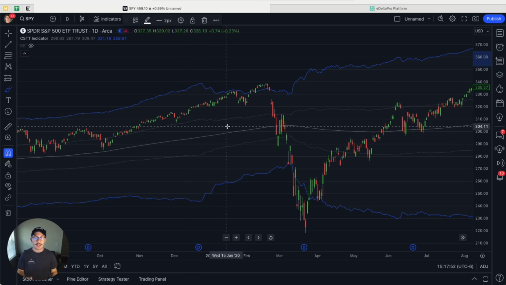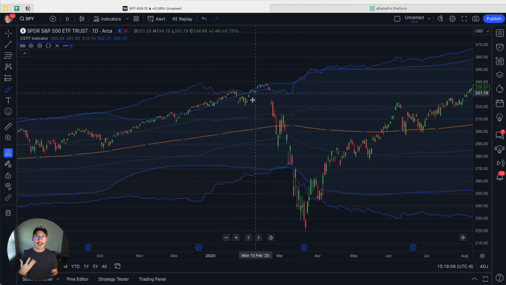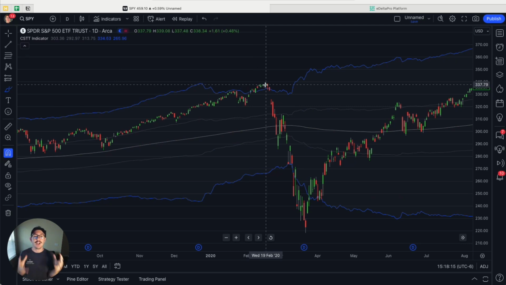This is essentially or closely resembled by a Bollinger Band indicator, which means that as soon as the market breaks above two standard deviations, so the 200 period moving average, here's an example. If I add the Bollinger Bands and I go into the settings, you can see what this is. A length of 200, a standard deviation of 2.2. Again, this is used to replicate the one that I made. So again, you can see once it breaks above this level, the market has a really high chance of crashing.